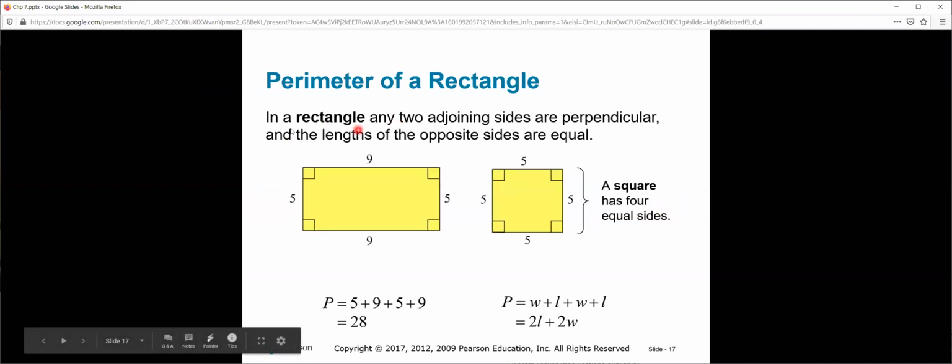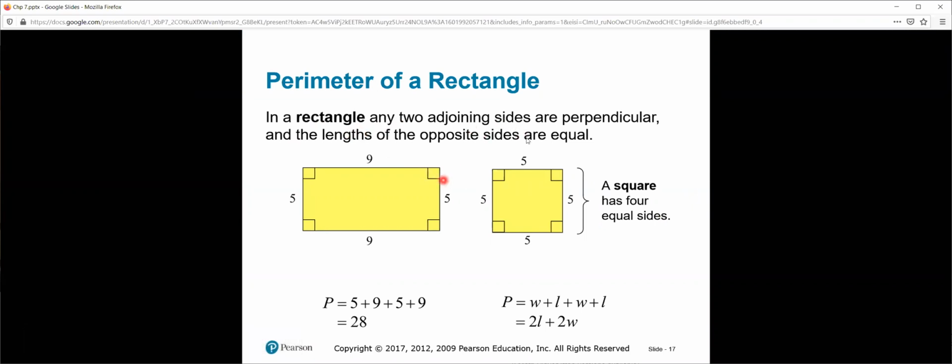What is the perimeter of a rectangle? In a rectangle, any two adjoining sides together are perpendicular, and the lengths of the opposite sides are equal. A rectangle, by definition, has these two sides. Let me draw it here. This and this are equal, and then circle them. This and this are equal. That's the definition of a rectangle. The perimeter is found by adding all sides together.